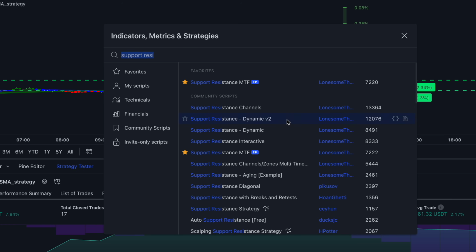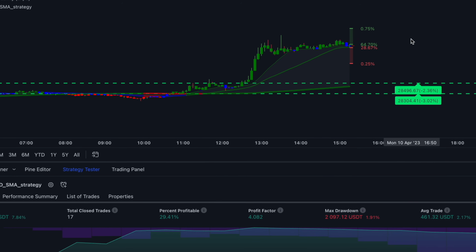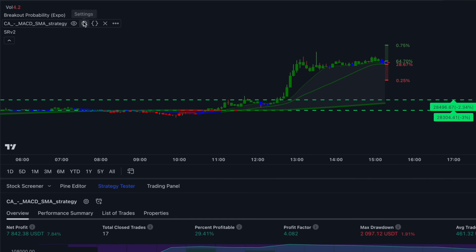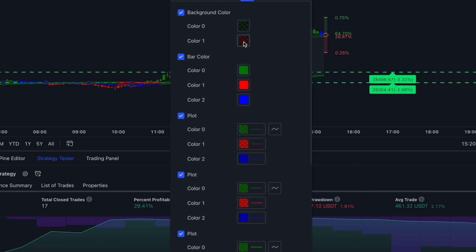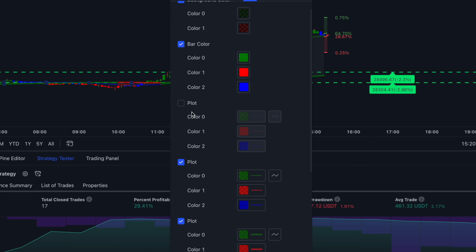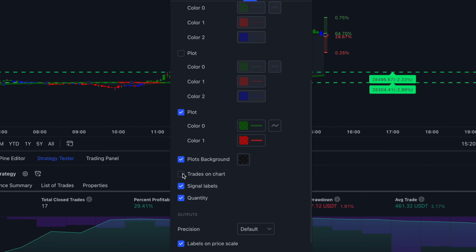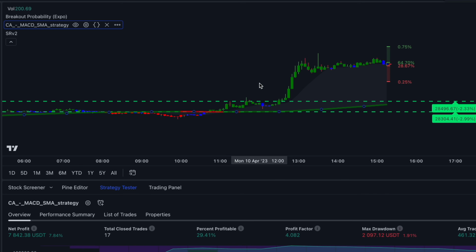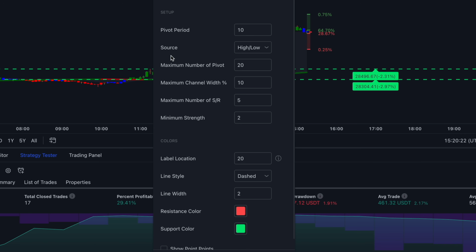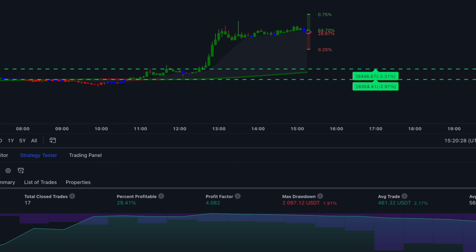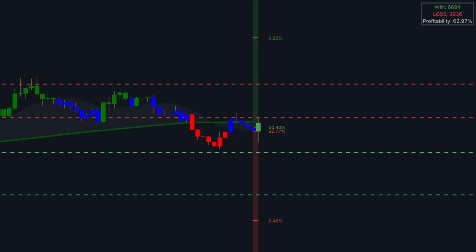Once you've added the indicators to the chart, head over to the settings of the MACD plus SMA strategy and make some adjustments. After that, open the settings of the support and resistance indicator and also make some minor changes as we're doing right now. Alright, the strategy is ready. Let's proceed to the entry rules for a buy trade.